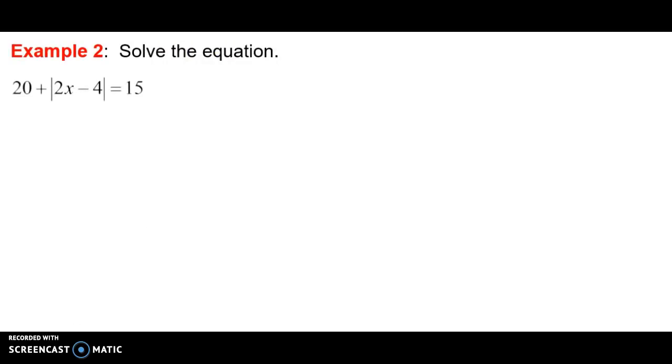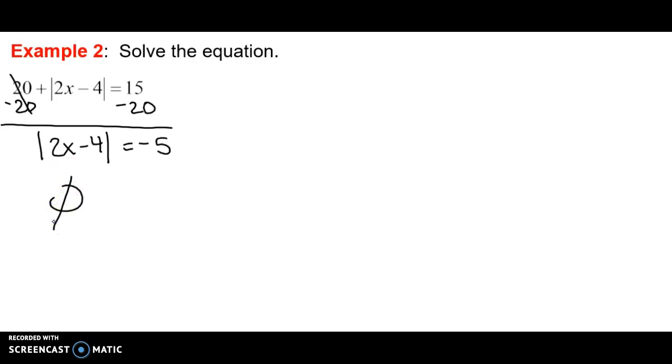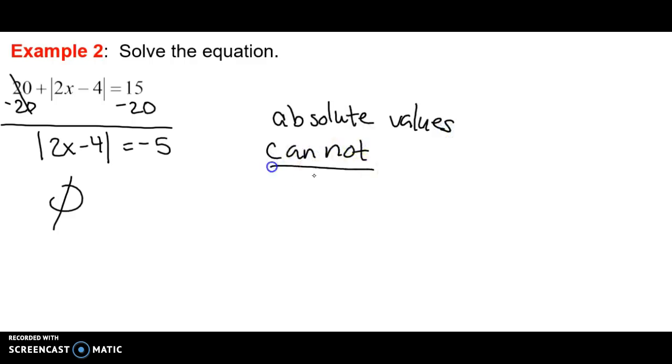Example 2 says solve the equation. Well, first I want to make sure that I have everything that's an absolute value on one side and everything that's a constant on the other. So I'm going to go ahead and subtract 20 on both sides. Cancel. I get the absolute value of 2x minus 4 equals negative 5. Well, there's no way that an absolute value could equal negative 5. So we say this has no solution. Write a little note off here. Absolute values cannot equal a negative number.